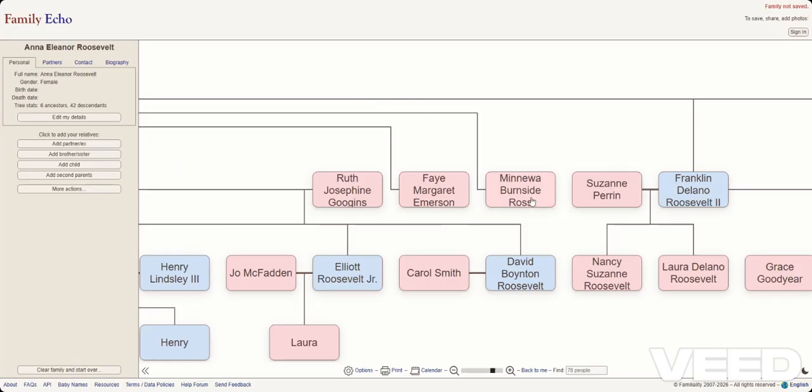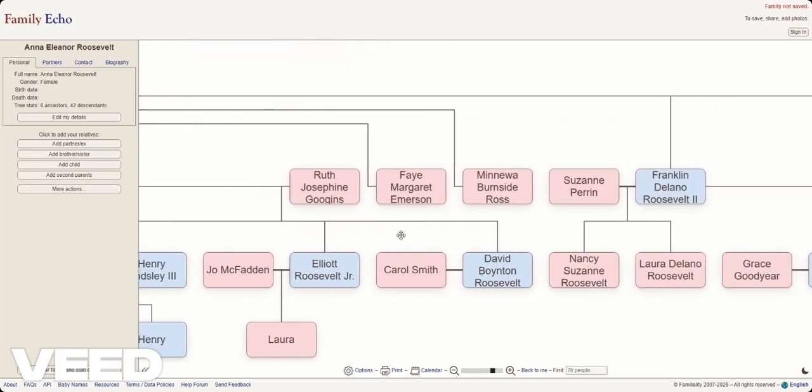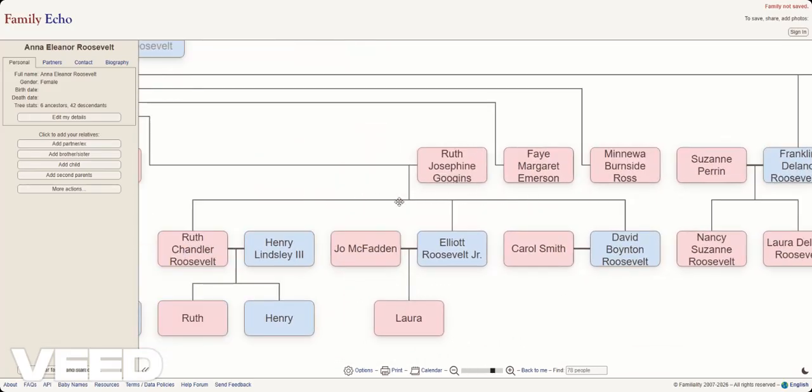They divorced. He married Minerva Burnside Ross. They divorced. They did not have children together. And finally, Elliot married Patricia Peabody Whitehead. Peabody. But there is that movie Mr. Peabody and Sherman. It was okay. And they did not have children together. So Elliot was divorced 3 times. Actually, he was divorced 4 times, but 3 times without any children.